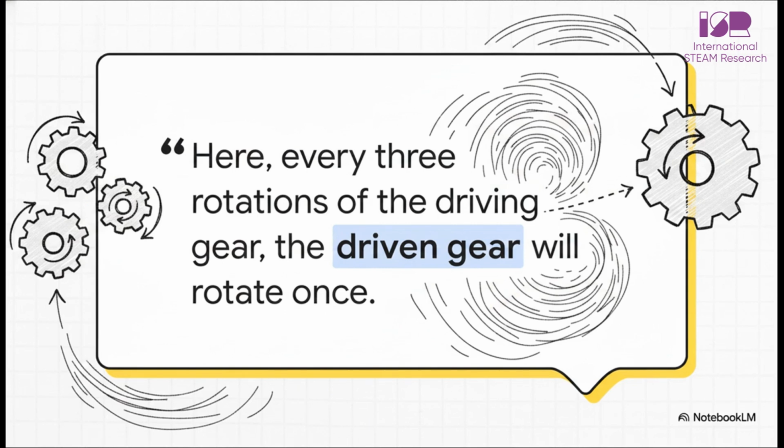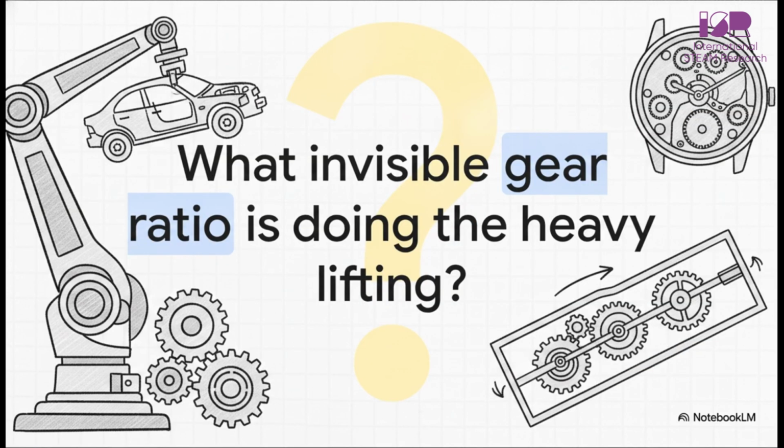To sum it all up perfectly, there's a great quote from our source material. Here, every 3 rotations of the driving gear, the driven gear will rotate once. That right there is the magic. You are taking 3 full rotations worth of energy and cramming it all into a single, incredibly powerful rotation. A motor's raw, unusable speed is mathematically transformed into precise, amplified force.